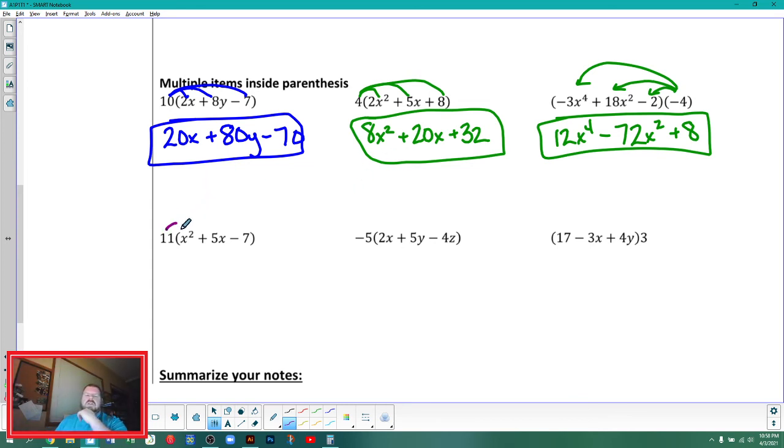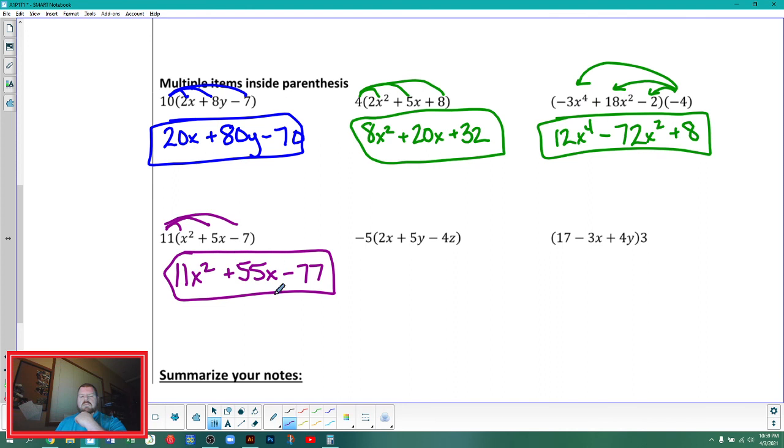Okay, hopefully you had a chance to do that. It's just triple distribution. It's not that bad. 11 times x squared is 11x squared. 11 times 5 is 55. That has an x. And 11 times negative 7 is negative 77. The thing I really like about this is there's not a whole lot of work to show. Sure, you could show the intermediate step, but that's a little bit overkill even for where we're at right now.